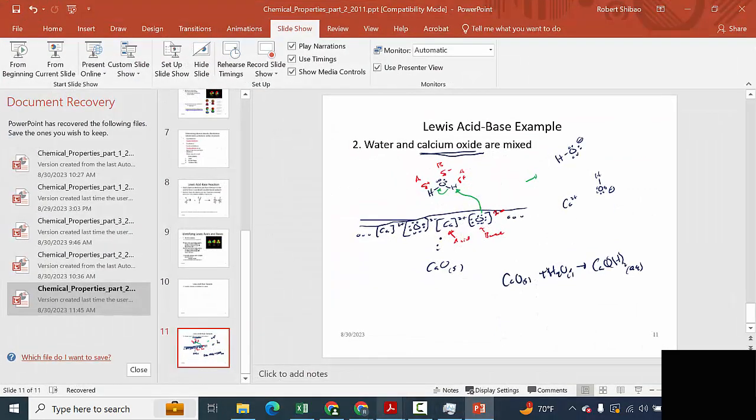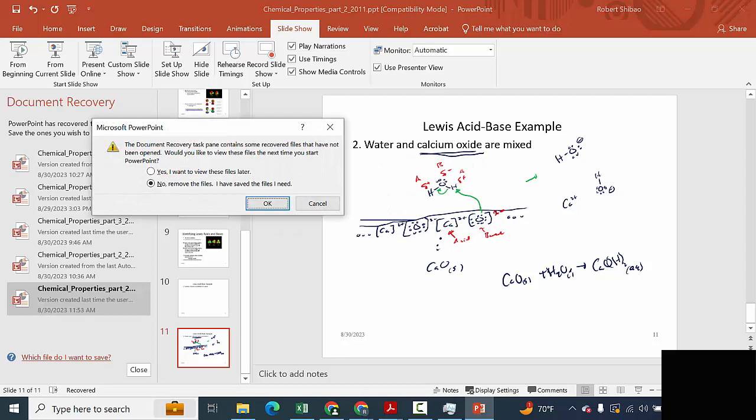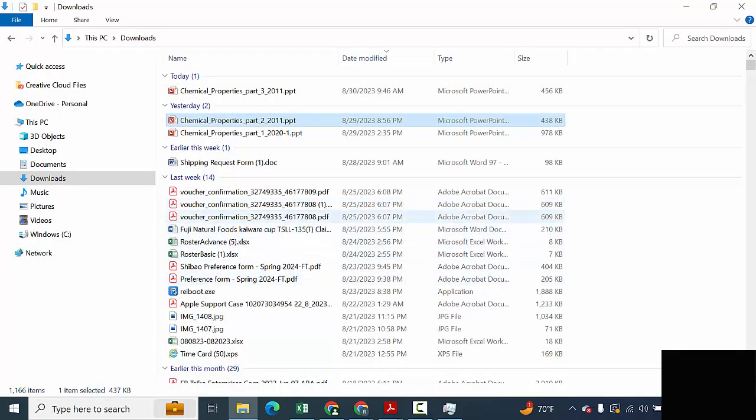All right, we'll do some more examples. I have some examples of this on the homework I posted on Canvas.